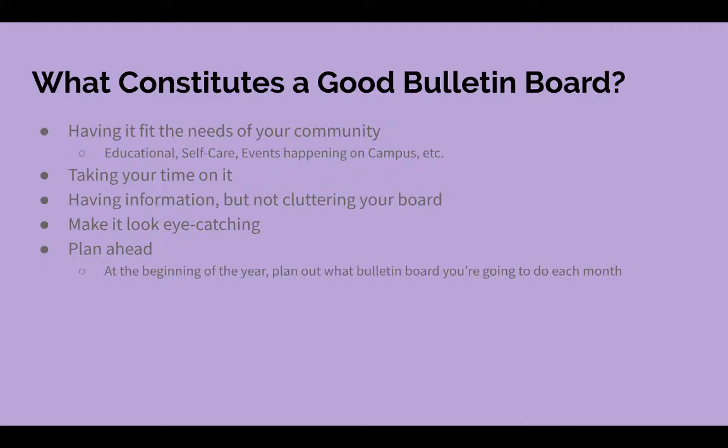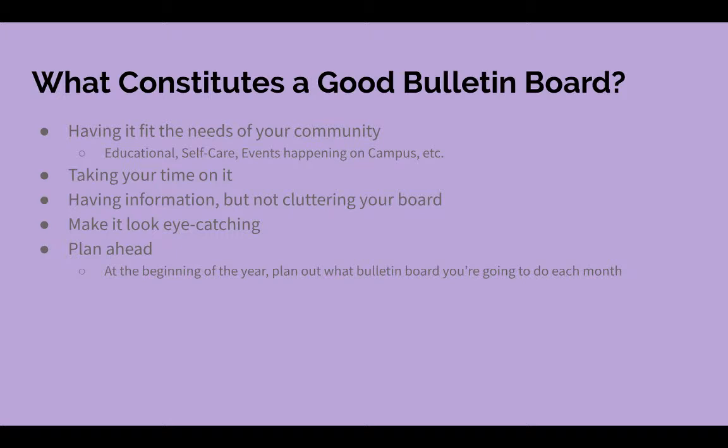Now, going on to bulletin boards. First, we're going to determine what constitutes a good bulletin board. When making a bulletin board, you want to make sure that it fits the needs of your community. Is your community struggling with grades? If so, have an educational board. On it, you could give study tips and resources that are available to them on campus, such as office hours and free tutoring. Having a board on self-care or events happening on campus could also be beneficial to your residents.